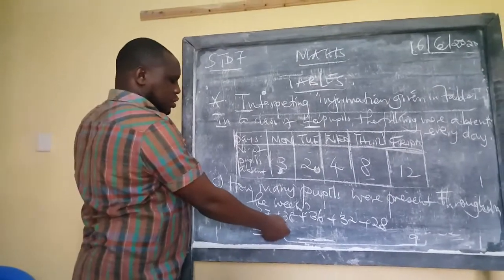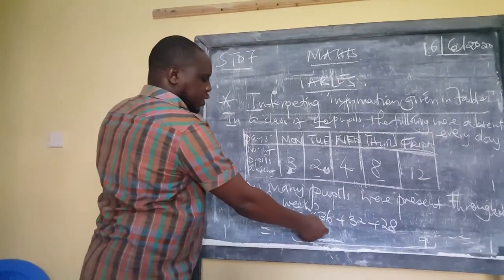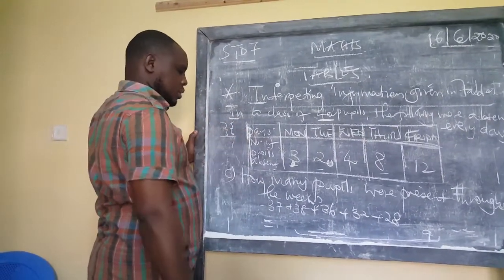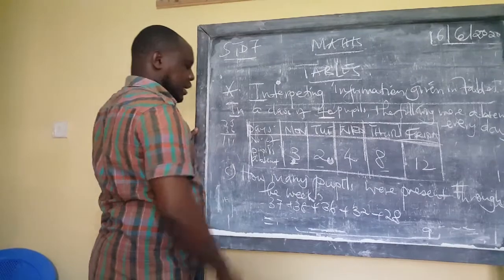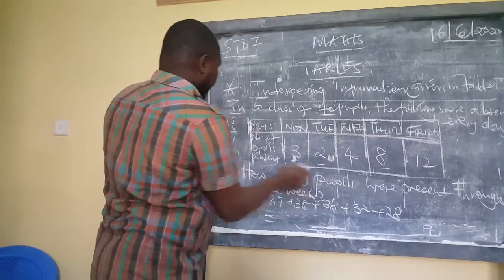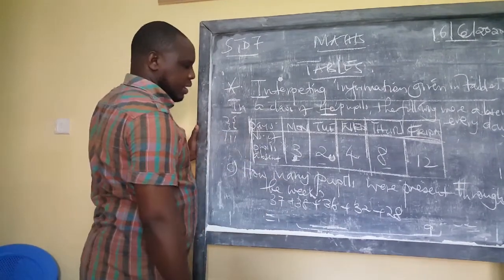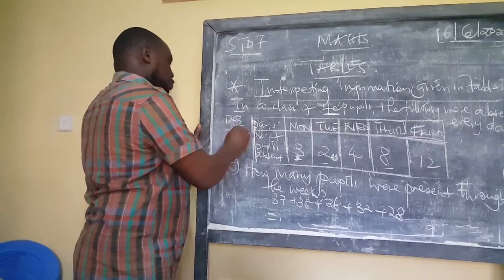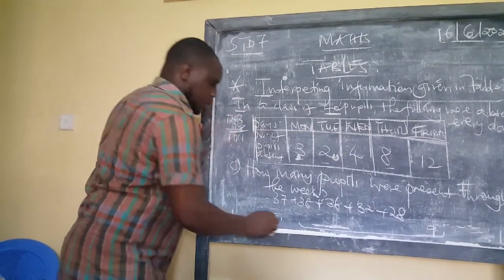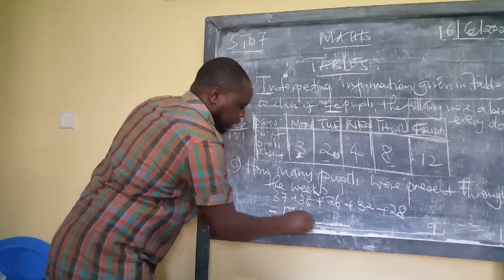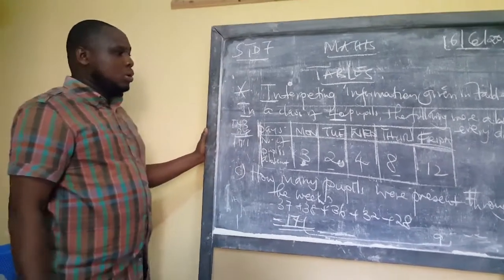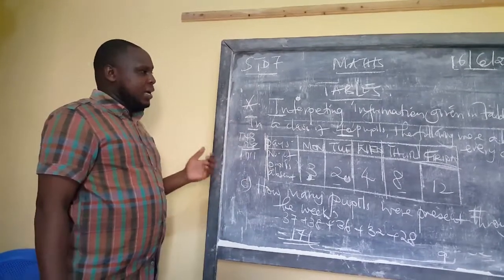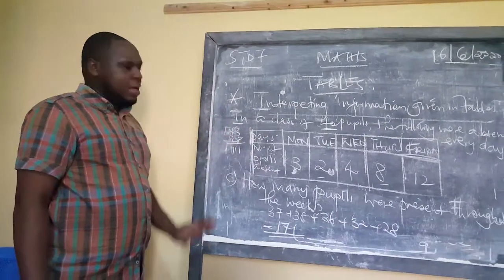This and this will give you 75. 75 plus 36 gives you 111. 111 plus 32 will be 143. 143 plus 28 is 171. So you find that 171 pupils attended school that week. So that's how simple learner tables are.